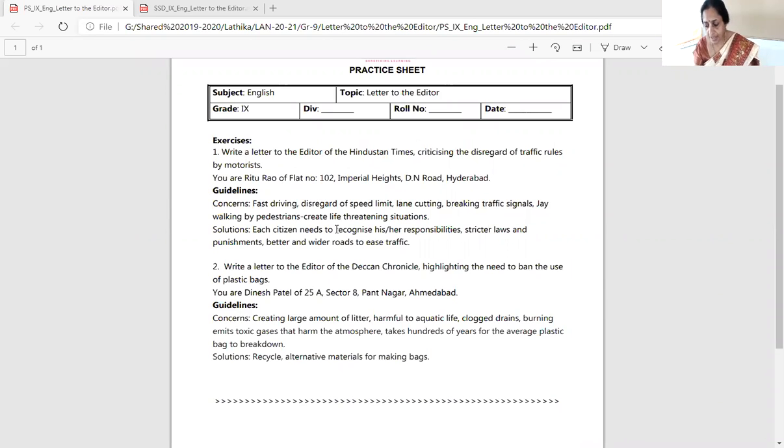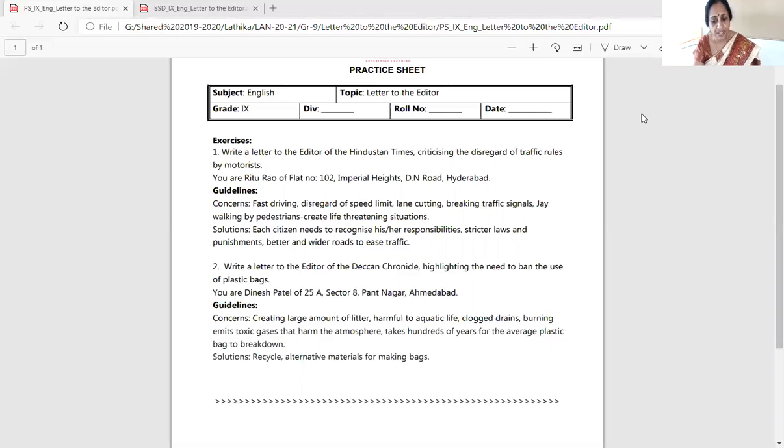The first one is write a letter to the Hindustan Times criticizing the disregard of traffic rules by motorists. So you are very unhappy that motorists are not following rules. They are causing a lot of danger to the passers-by, the pedestrians who are crossing or who are walking on the footpath. So all this you want to take to the notice of the public through some paper, again Hindustan Times, so that they will alert the traffic police to be more alert and to control these motorists on the roads.